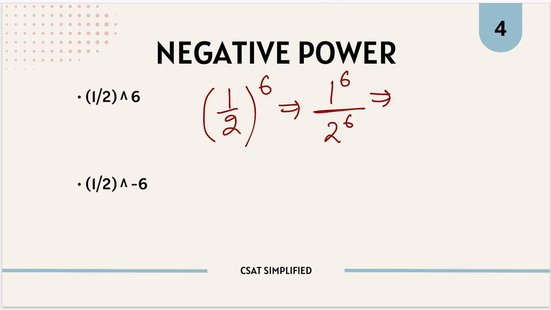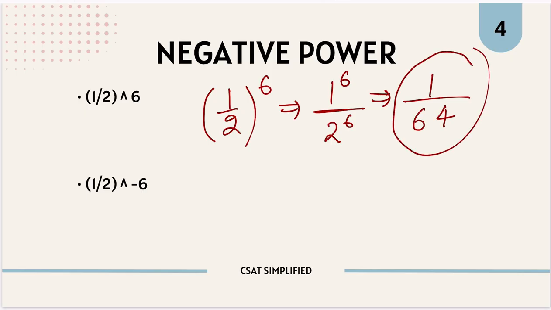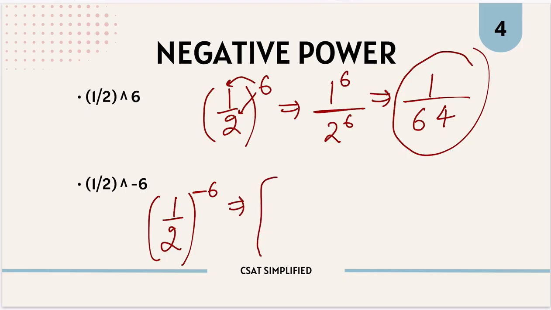So 1 raised to power 6 is 1, 2 raised to power 6 is 64. So this is the number, right? So how do we do it? We assign the power 6 to the numerator and denominator separately and find the answer. But if a negative power is given to you, say 2 raised to minus 6, how do we interpret it? The first step is, you write it like this: 1 by 2 raised to power 6, and you can take out minus 1 from it.